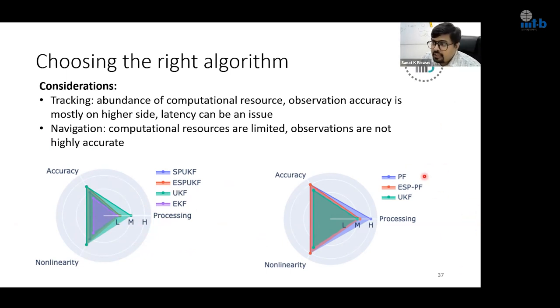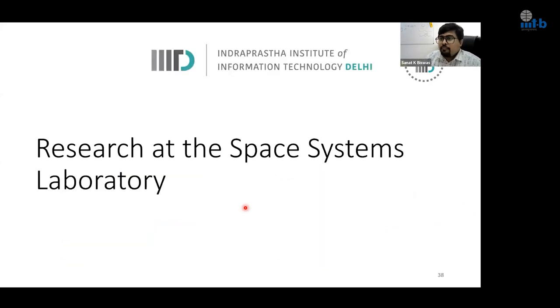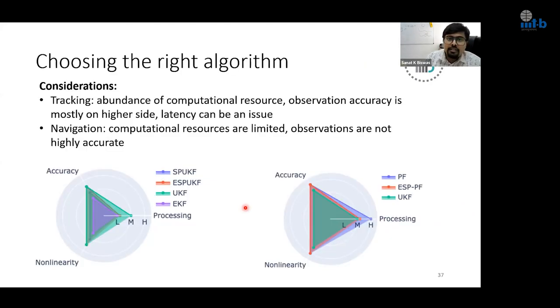Similarly, the same thing goes for the particle filter, UKF, ESPPF, right? If you have very good processing capability, use the particle filter, no problem, right? It can handle very high nonlinearity, and it can provide you good accuracy. But if processing resource is an issue, in that case possibly use UKF or ESPPF, depending on what problem you are working on, right? So I think with that, I will stop the presentation here.